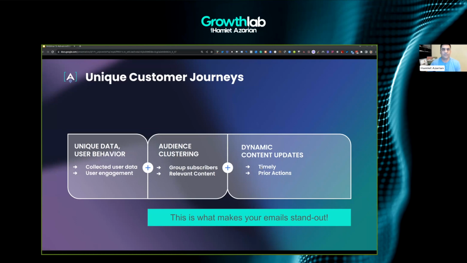So these types of learning or timely actions show the person who gave you their email that you understand what they're looking for, and you're personalizing the overall experience for them. These two boxes together, the clustering and the dynamic content, are what really make email stand out. It's the combination of these two things that makes you start standing out and people start taking notice.